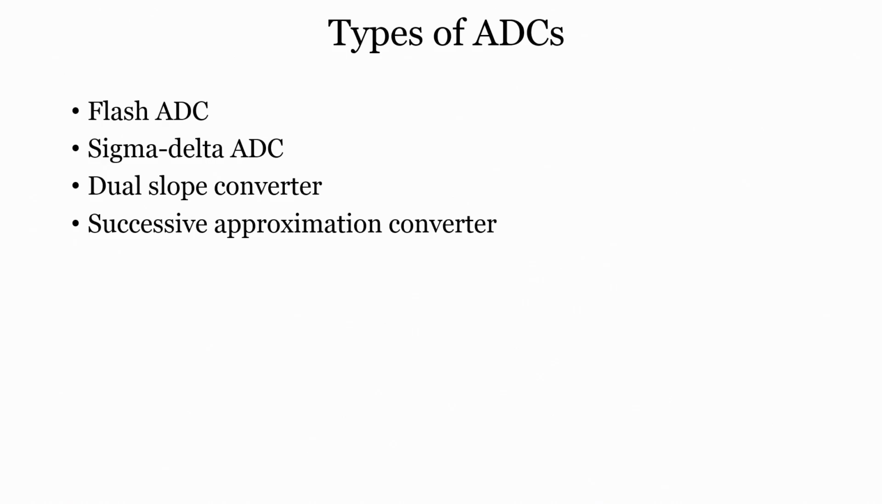Welcome to this module, and in this module we will look at analog to digital converters. So, what are the types of ADCs and how do they function? There are 4 basic types of ADCs that we will look at. The first one is called flash ADC, then we will talk about sigma delta, followed by dual slope, followed by successive approximation.